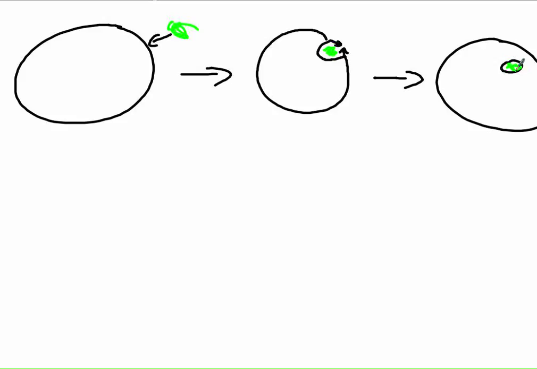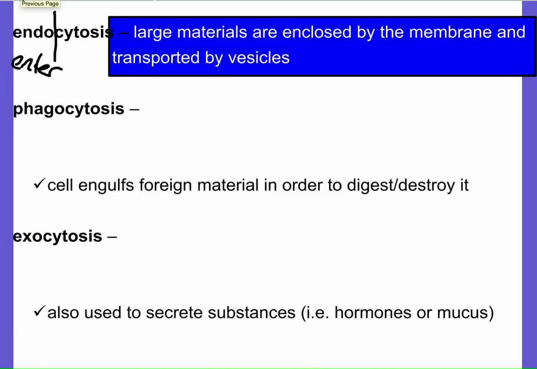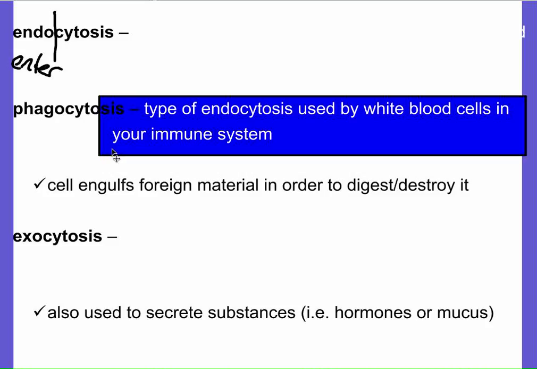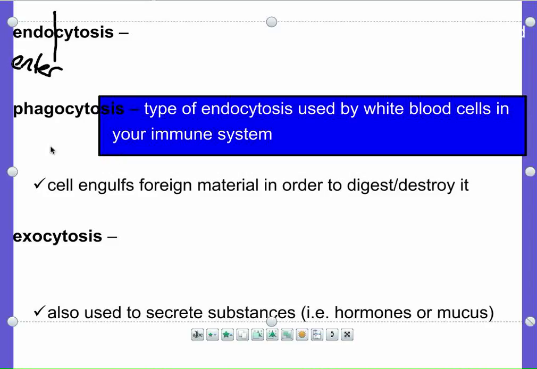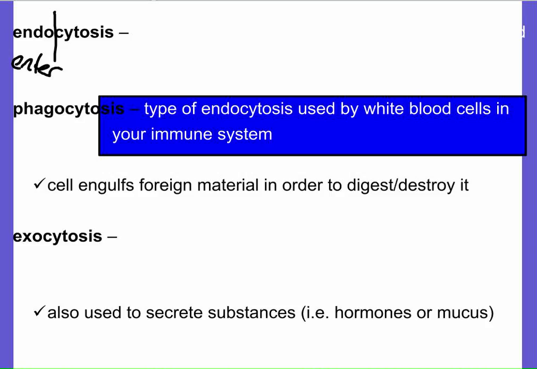So that is endocytosis. If it's phagocytosis, that is just a specific kind of endocytosis that's used by white blood cells in your system. So your white blood cell is going to engulf some foreign body, whether it's a bacteria cell or whatever. And it's going to digest, destroy that thing so that you don't have to worry about it anymore. But it's going to have to swallow that thing first. It's going to have to take it in first. And it does that through endocytosis.